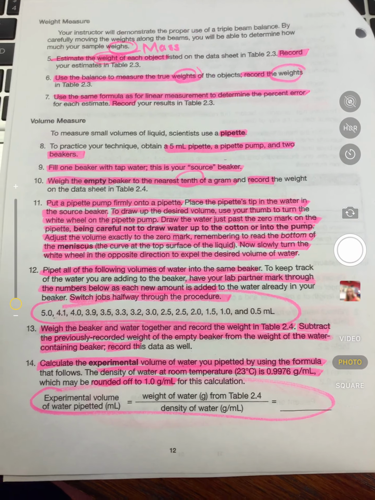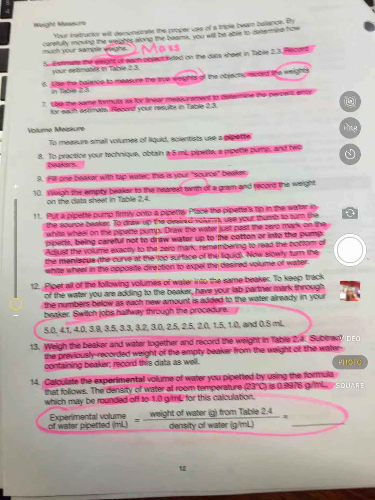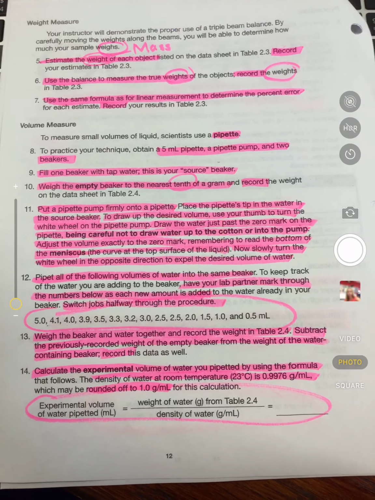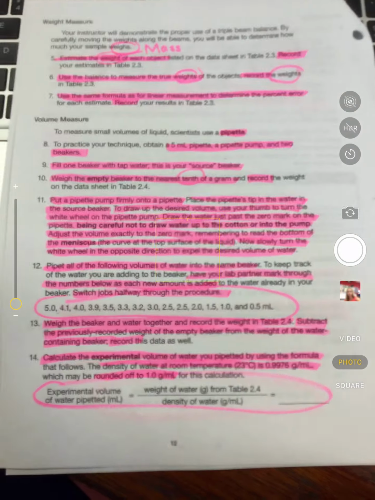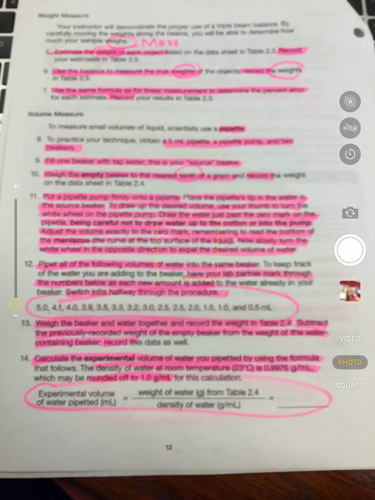You're going to find the mass. It says weigh for number 10, but you'll find the mass of the empty beaker to the nearest 1/10 of a gram and write the weight or the mass down. And then you're going to pipette the amounts that it tells you to in number 12.